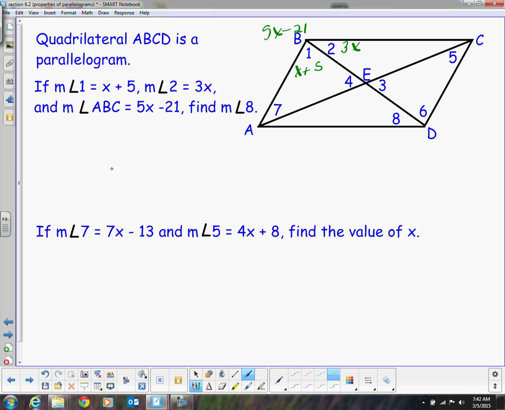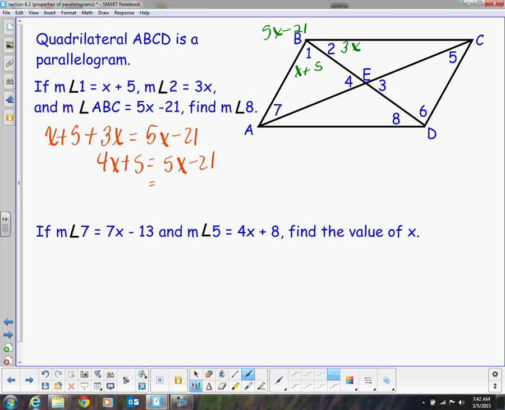Tommy? This is angle 1, this is angle 2, this is ABC. Trying to find x right now. Does it make sense that these two together are going to form the whole thing? Okay, so you're going to end up with 4x plus 5 equals 5x minus 21.